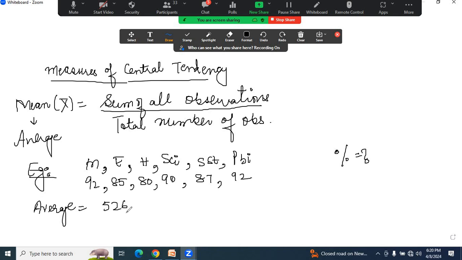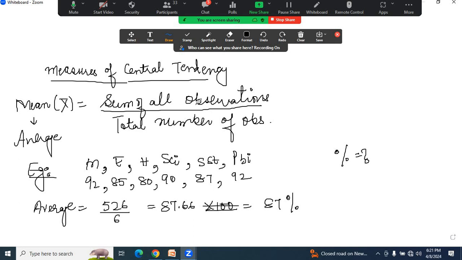So it's 526 divided by how many subjects? 6. So how much? 87.66. It's 66 continuing. We write 87.67 rounded off, or 87.66. Okay, so somebody asked me percentage. So what will I do? Multiply by 100. This average into 100, in percent, will be 87%. So I can say I got 87% marks.